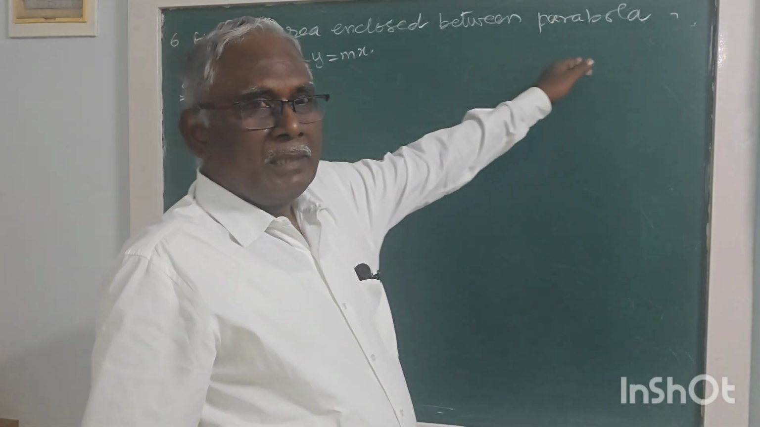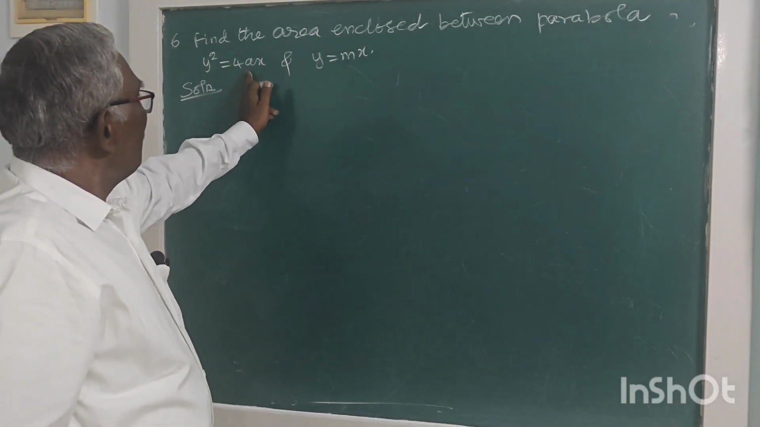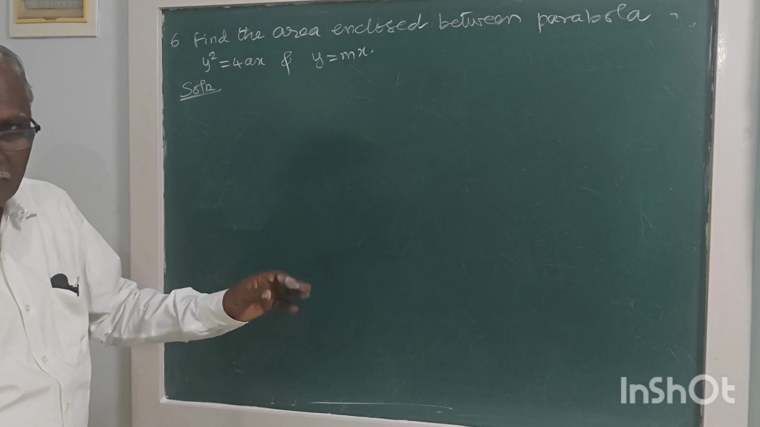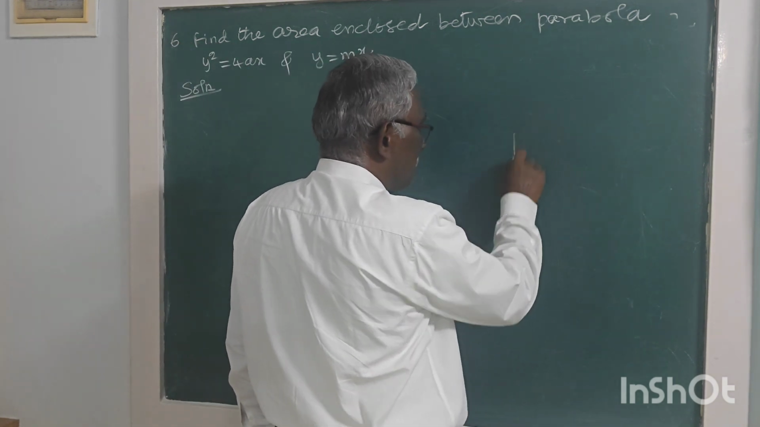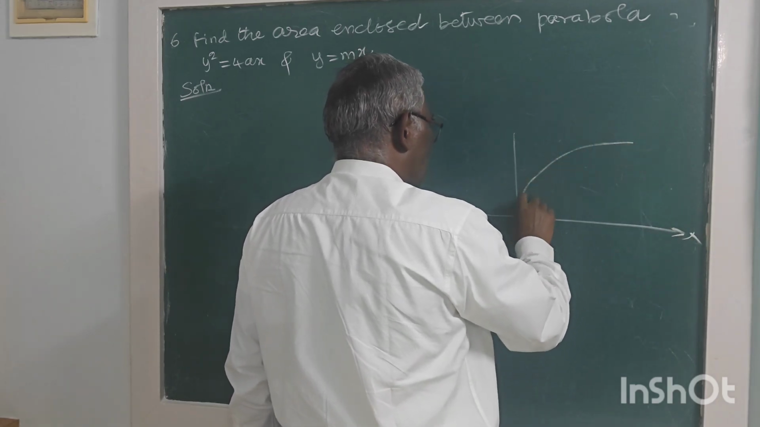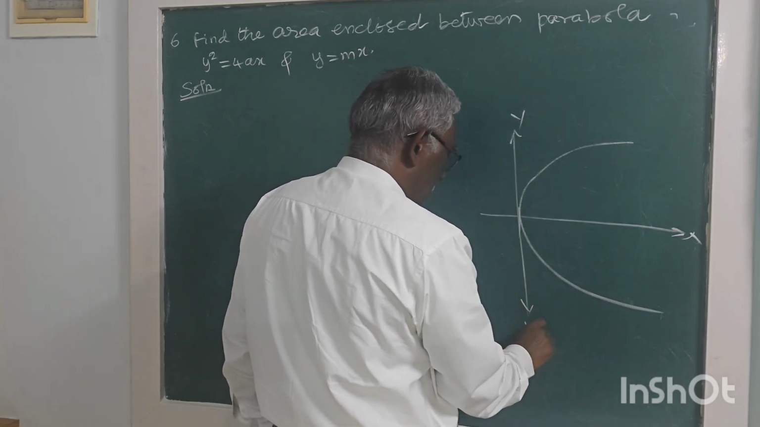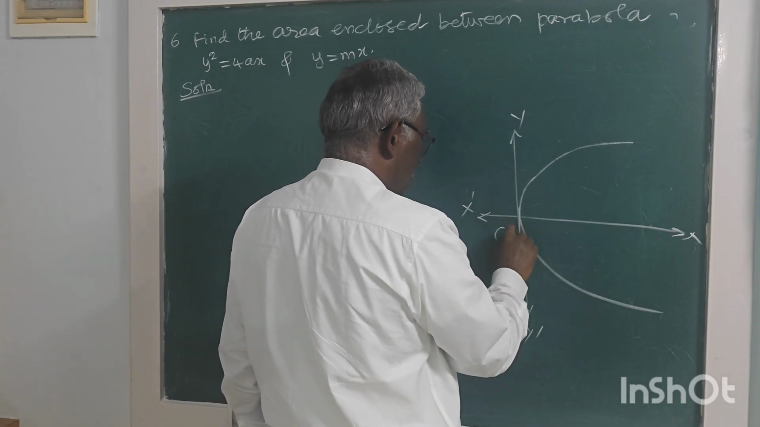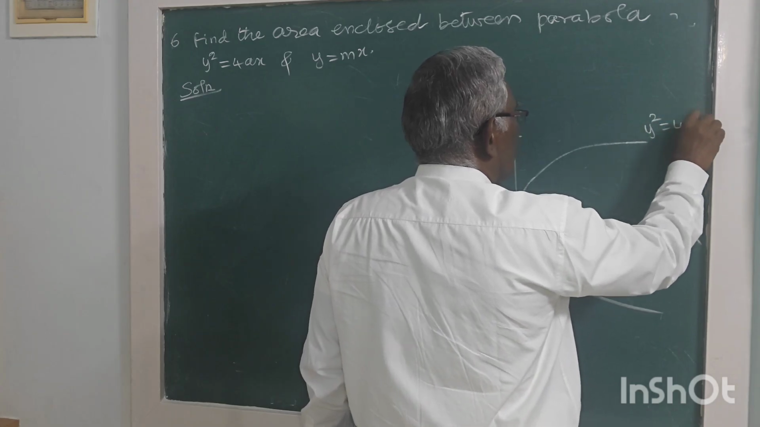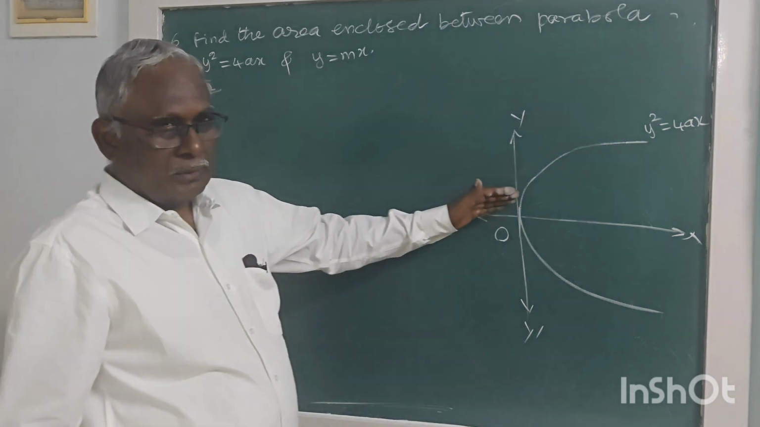We have to find the area enclosed between the parabola and the line. y square is equal to 4ax is a right-handed parabola with the vertex at the origin as shown in the figure. y is equal to mx is a straight line passing through the origin.